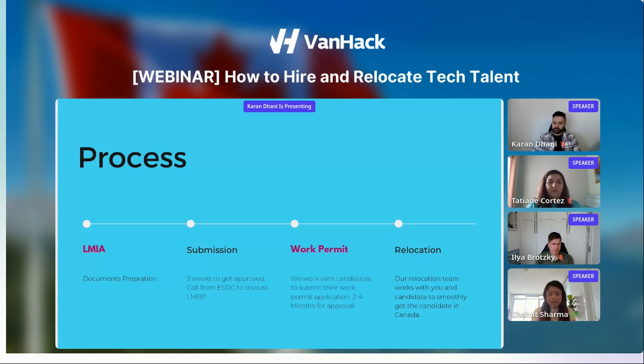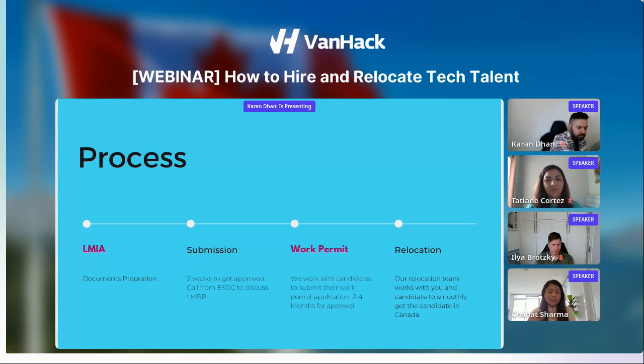Once we've submitted the application for you, there are a few steps you have to go through. There's a quick call with Service Canada to go over the application we've put together for you. There's a quick call after that to go over the LMBP, what we call the Labor Market Benefit Plan, which we'll be covering in detail later. Once the LMI is submitted and we have received the positive decision letter, we go through the work permit process.